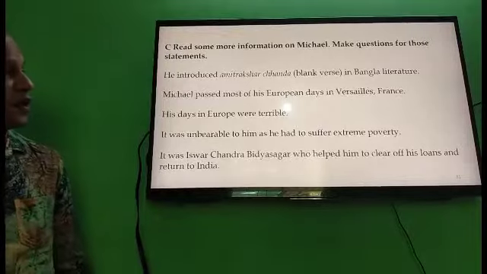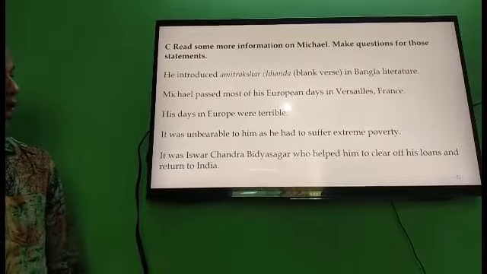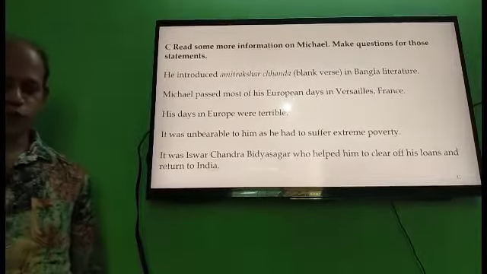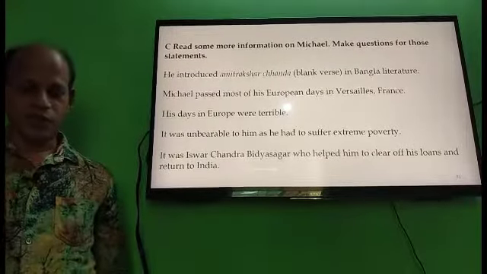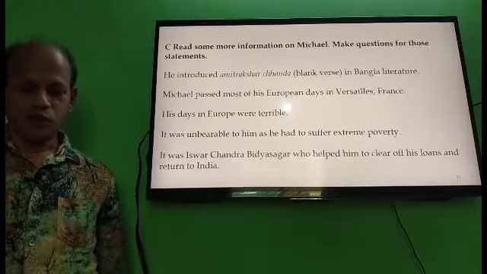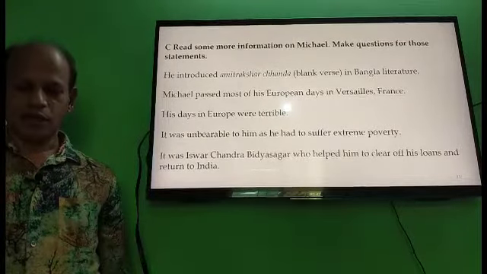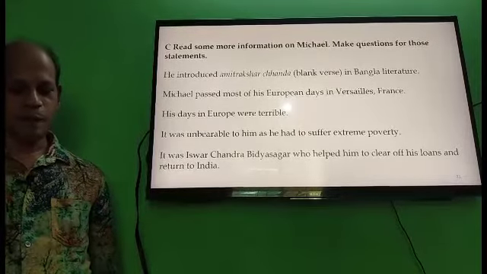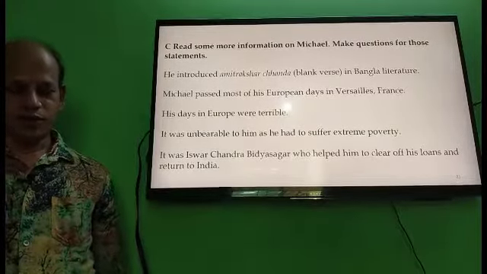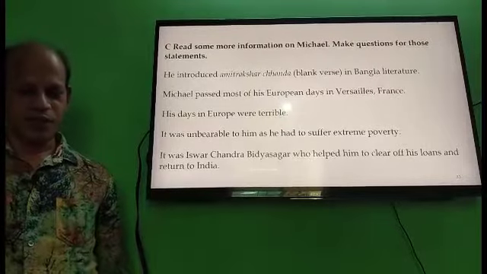You are to write 5 W's questions for the information. Can you see the information? Yes. First one, he introduced Amritakar Sando in Bangla, blank verse in Bangla literature. What can be the question for the information? Can you guess?